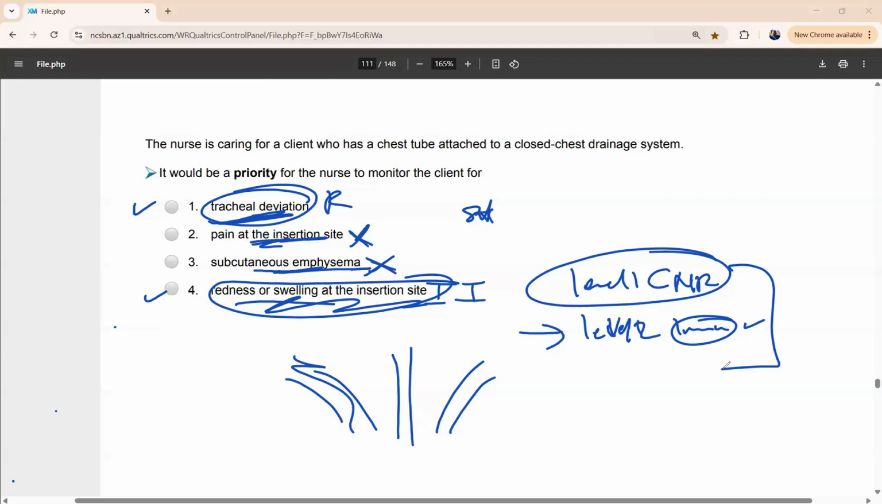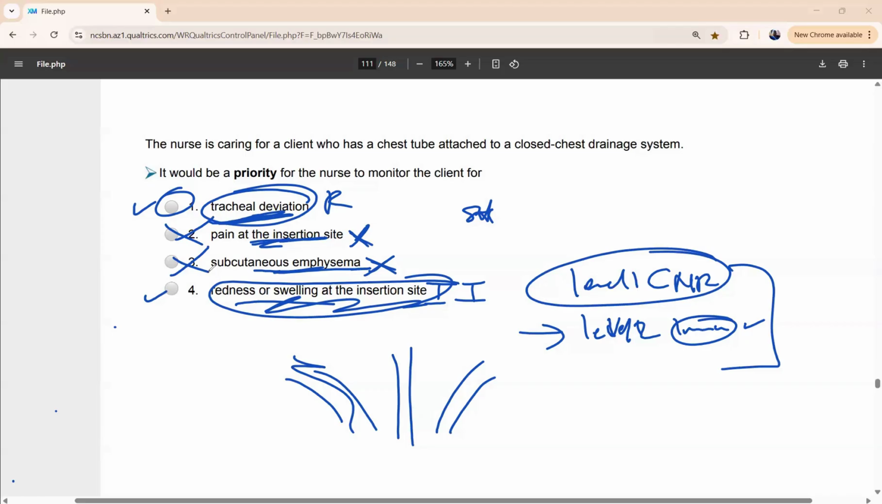Is it related to CNR? Yes, I will keep it. I'll go to the next one. Pain at the incision site. I told you yesterday, incision pain is not priority. It's expected when you have an incision. These are mild situations. Subcutaneous emphysema is expected for chest tubes, a mild situation. But infection at the site becomes a problem. But guess what? We have two main problems, but the question is which is priority.